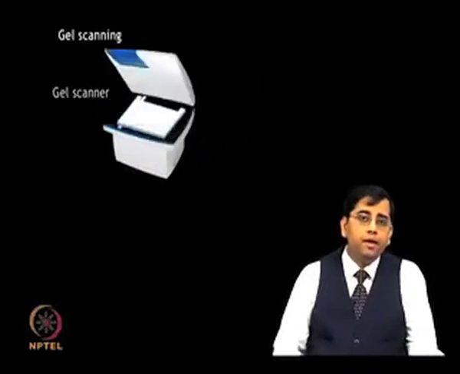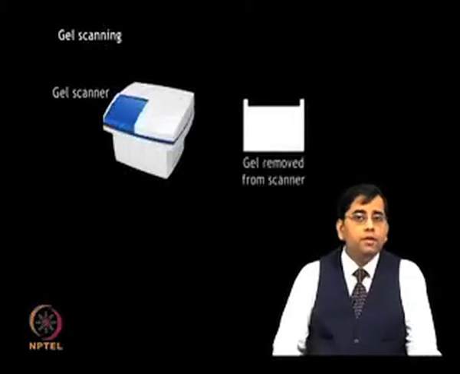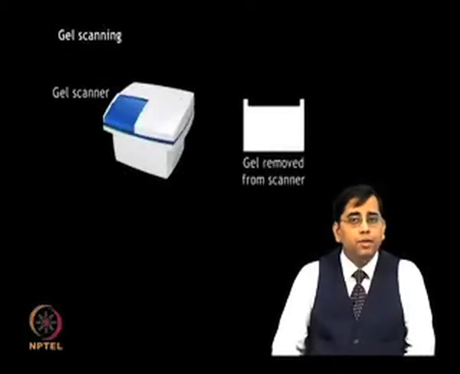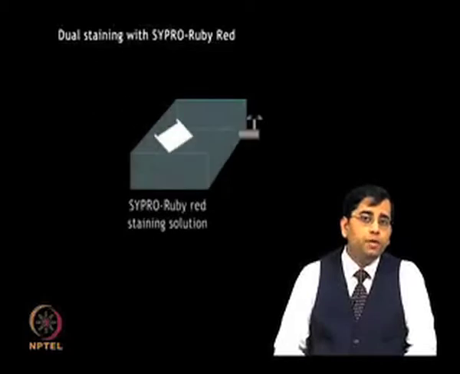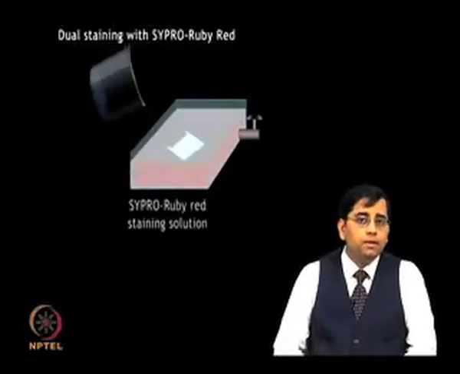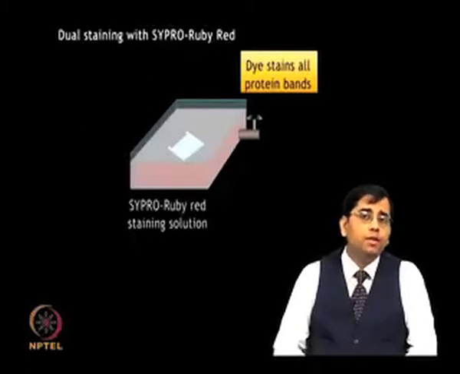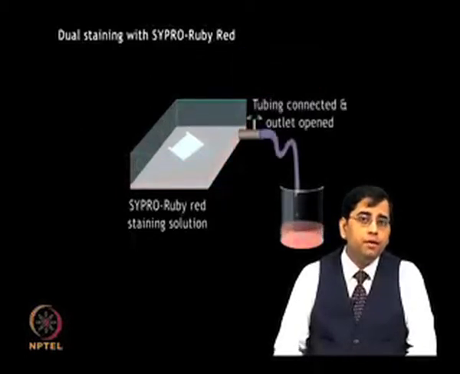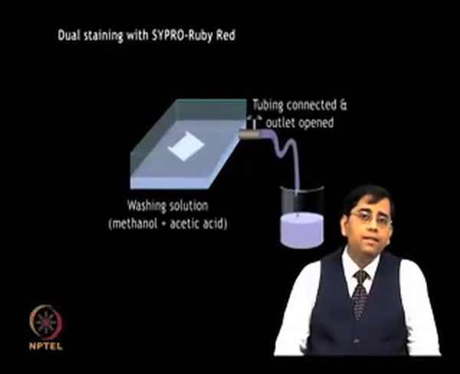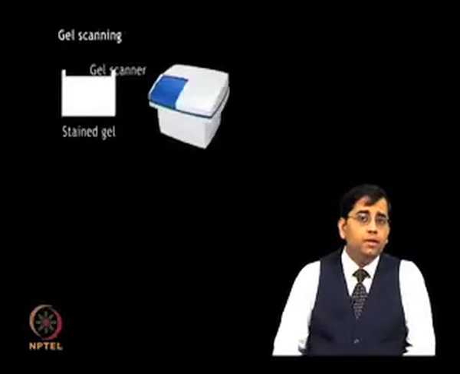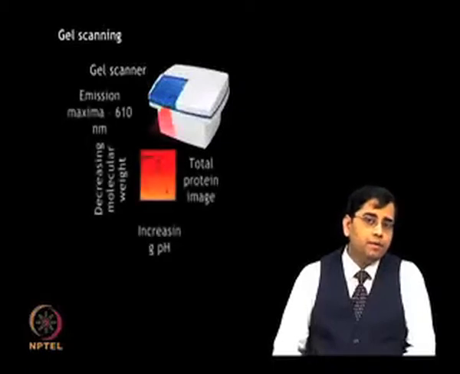The image can be saved and the gel is removed from the scanner for treatment with a second stain, a procedure known as dual staining. This gel is placed in SYPRO Ruby red fluorescent dye solution. This dye stains all the protein spots present on the gel, thereby providing a total protein image with sensitivity down to the nanogram level. Excess dye can be washed off using methanol and acetic acid. The gel is stained with SYPRO Ruby red. It is scanned in the gel scanner at its excitation maxima.